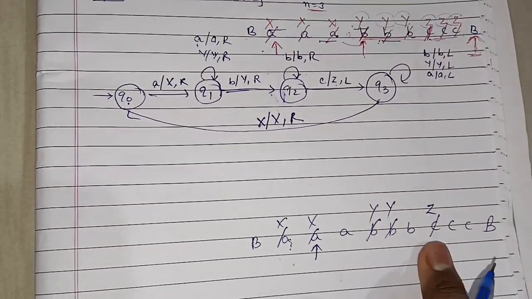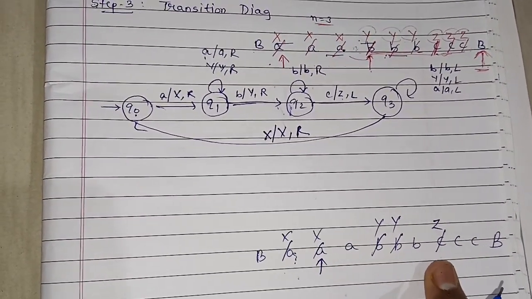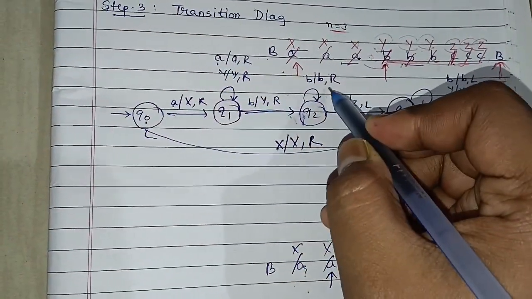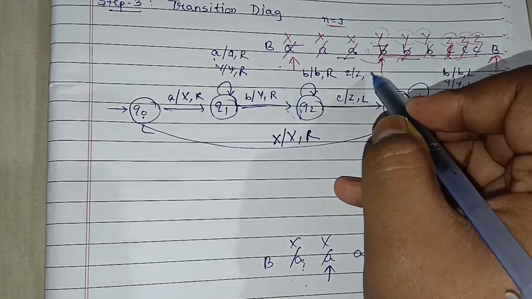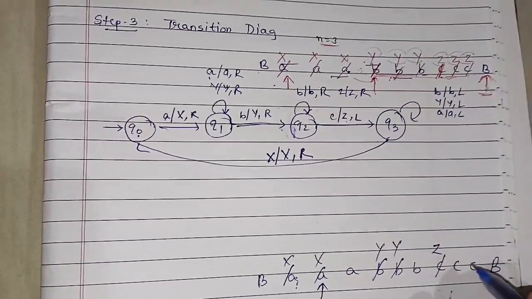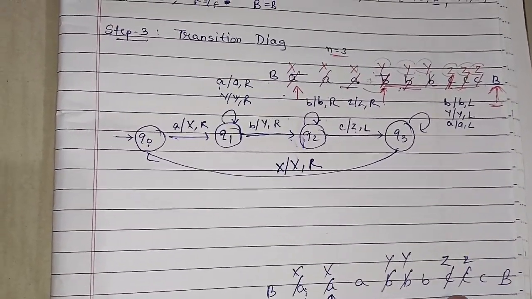If you get Z, meaning here the C has become Z. So for Z also, keep it as Z and move right. If you get C, make it Z. Now come left again.